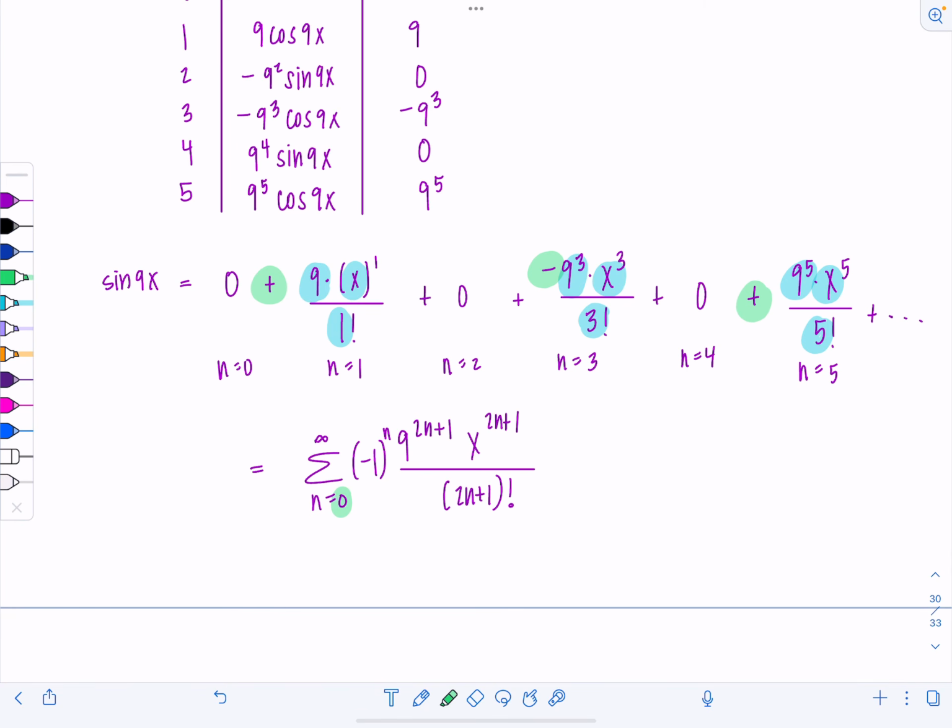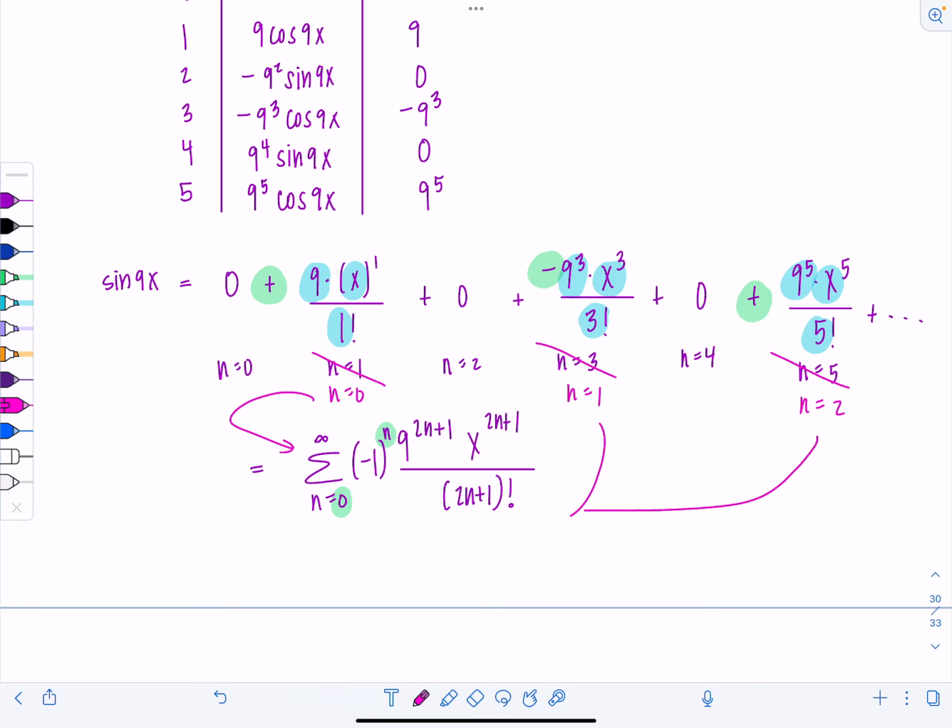Because if n is 0, this is positive. So the first term works out. And then if you plug in n equals 1, then we're at this term, okay? So in the series, this corresponds with n equals 0. This corresponds with n equals 1. This corresponds with n equals 2 when we write it here, okay? Because the even ones all canceled out. All right, good, that's it. That's a Maclaurin series using the definition.